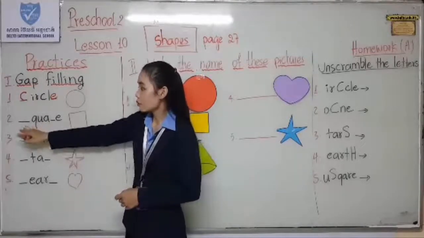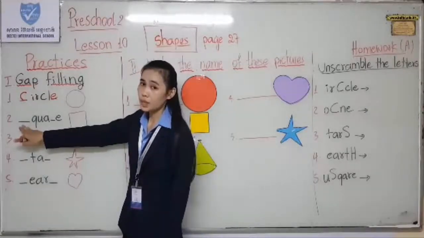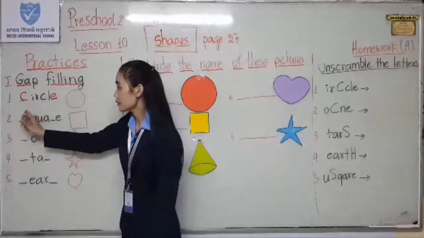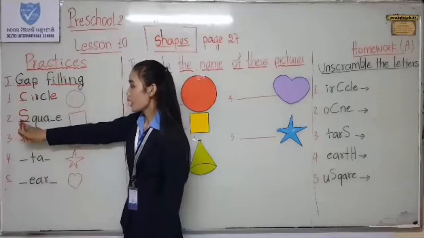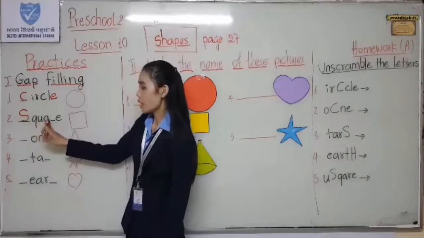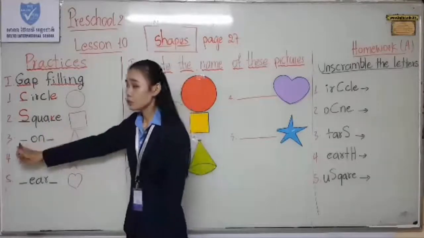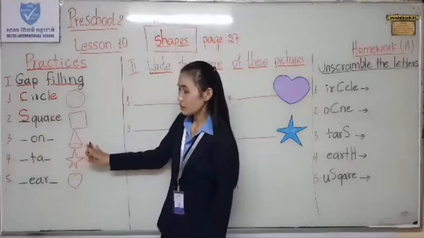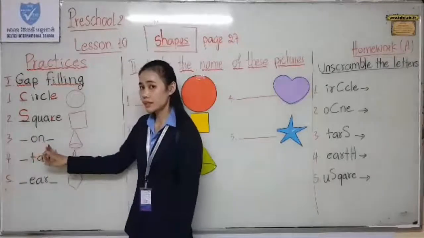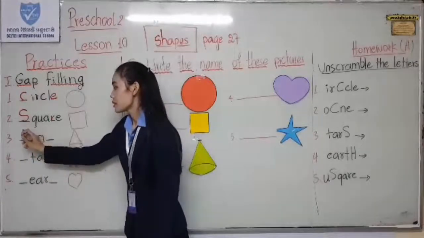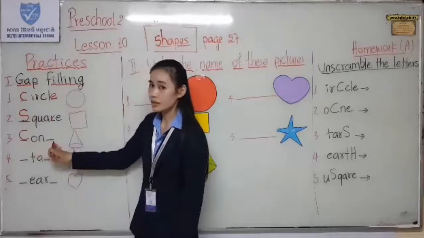Square, square. So let's see. What is the letter that is big, at the beginning? Letter S. So square, S, Q, U, A, R, E. Go to the next one. What is it? It is a cone. Can you spell cone? Cone, we can spell C, O, N.